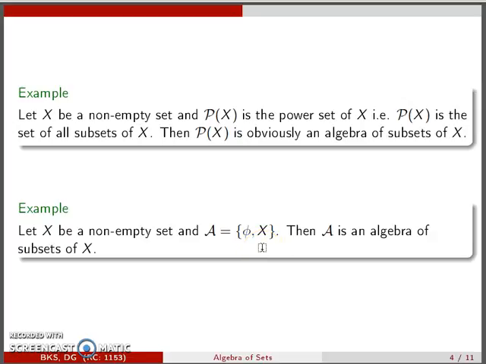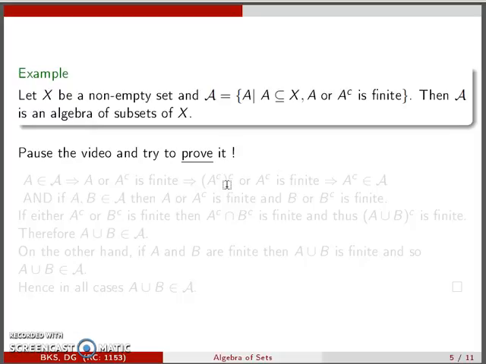Verify both of these. There's nothing like obviously and clearly. Whenever you see these words, try to prove it on your own, and only then do you have obviousness or clarity. Another abstract example: let X be a non-empty set, and let us collect all subsets of X which are finite or whose complements are finite. Then this collection again represents an algebra. Pause the video right now and try to prove it.